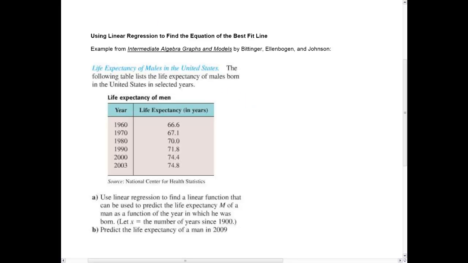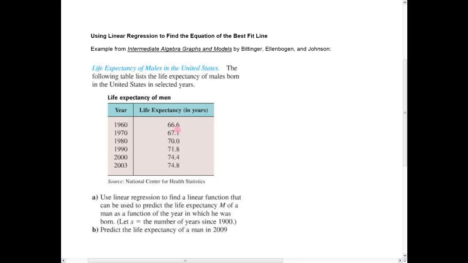Hi everybody. In this short video I'd like to talk about how we can use our graphing calculator to find the linear regression equation, or the best fit line that goes through a set of data. So we know if we have just 2 points, 2 ordered pairs, I can find the equation of the line that goes through those points.